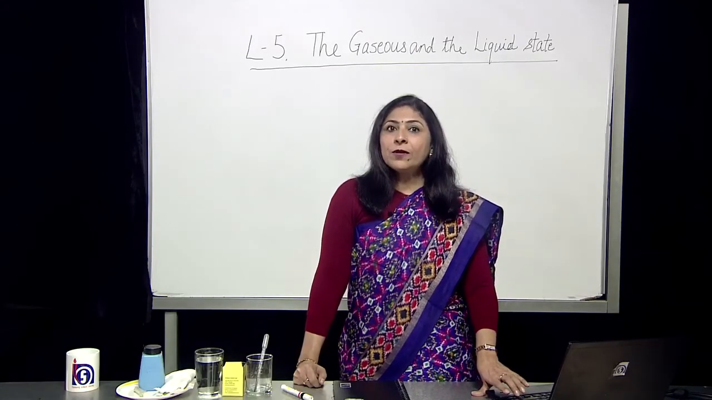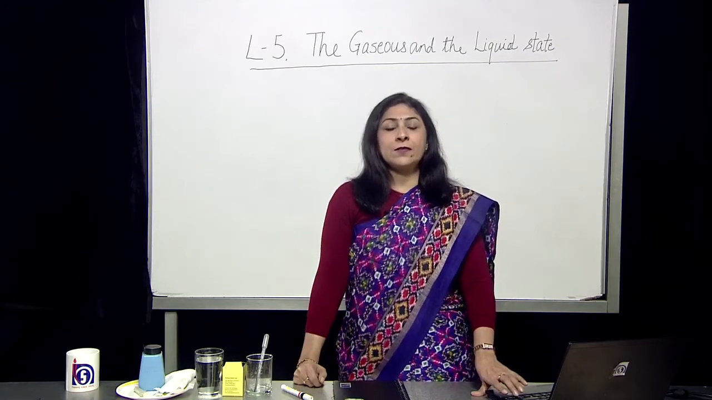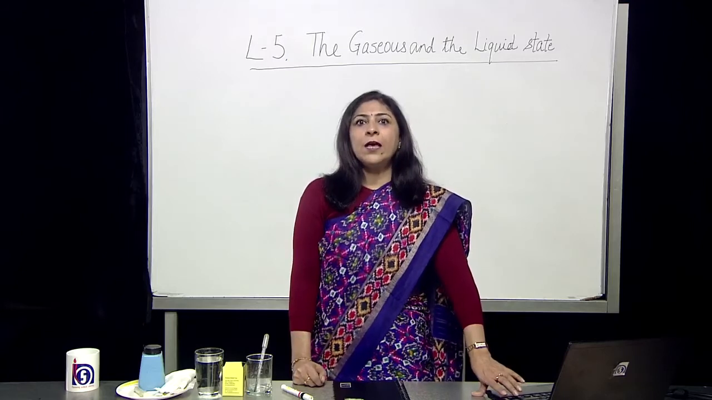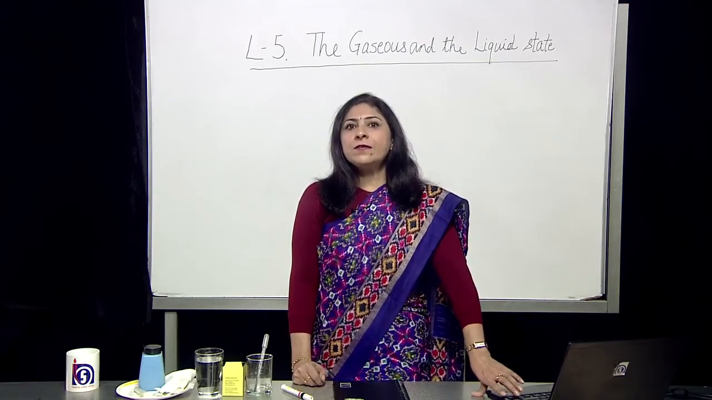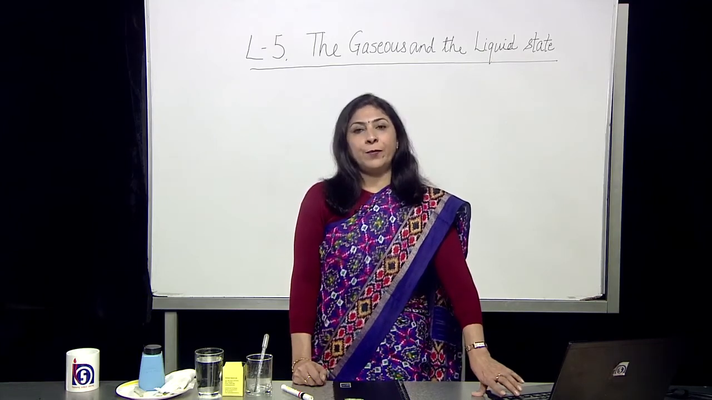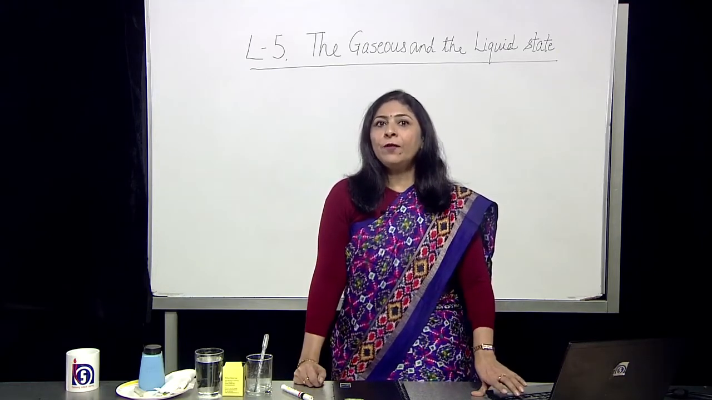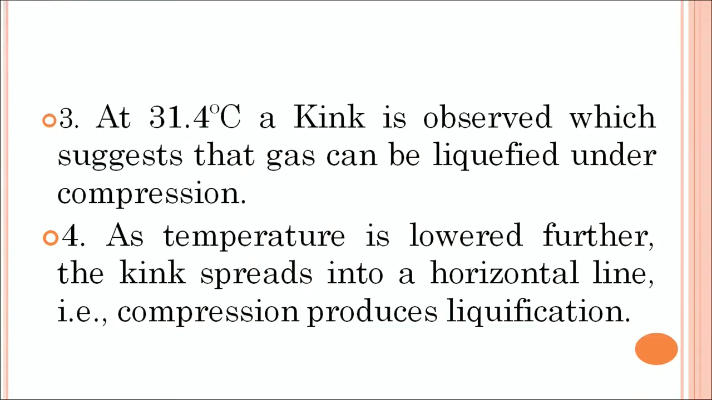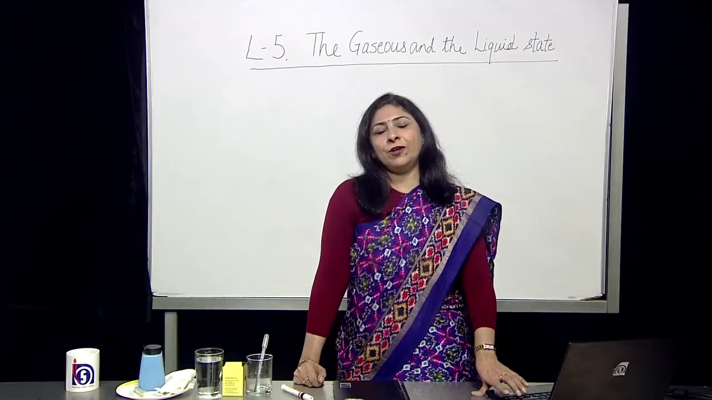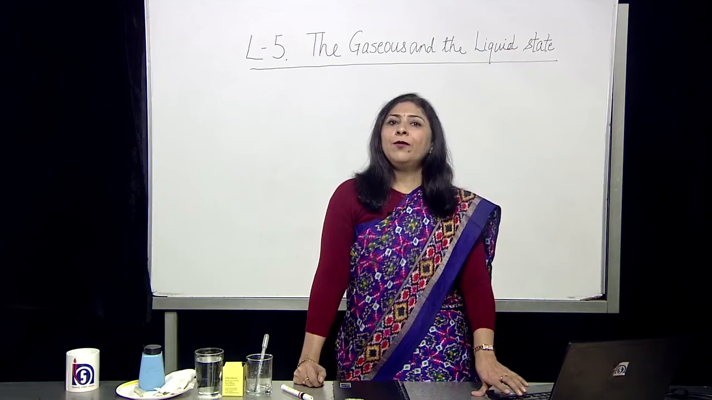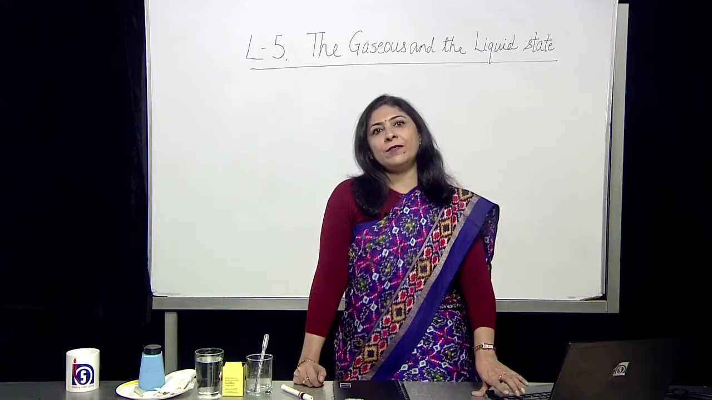which is indication of deviation from the ideal gas character. Then he noticed that around 31.4 degrees Celsius, when the temperature is decreasing, a kink is observed which suggests that gas can be liquefied under compression. It means he noticed that carbon dioxide can be compressed only when the temperature is around 31.4 degrees Celsius. Above that, carbon dioxide behave as a gas only. Now, as the temperature is lowered further, the kink spreads into the horizontal line, and that is compression produces liquefaction. It means carbon dioxide can be liquefied at 31.4 degrees Celsius.